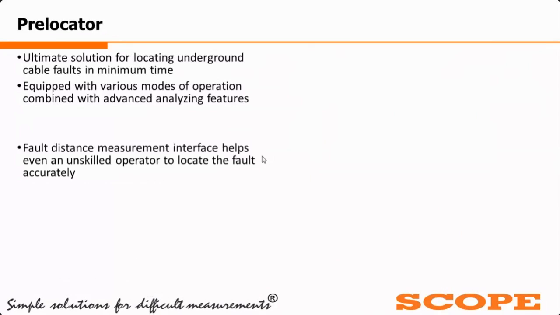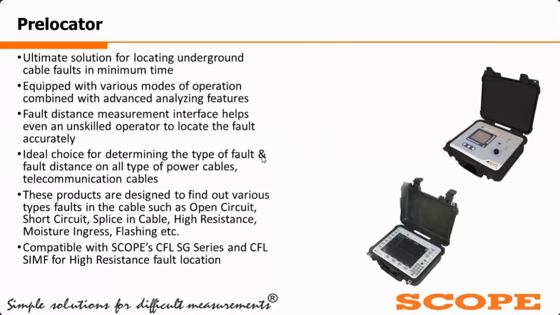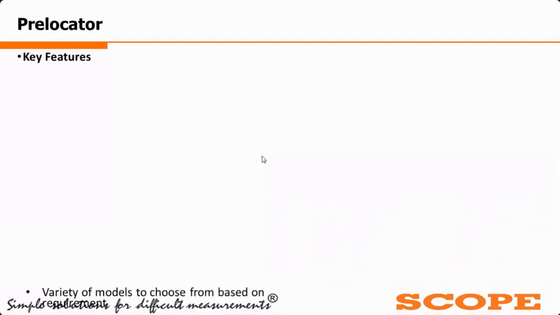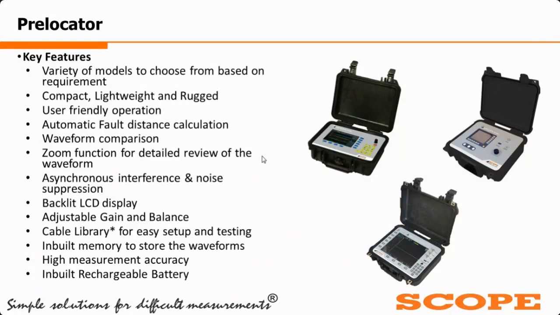First, the prelocator. Scope has a prelocator series, which is very accurate and user friendly, in which even an unskilled operator can easily locate faults with the simple operation interface provided. The prelocators are very compact and rugged in nature. They also provide waveform comparison, automatic fault distance calculation, zoom function, and a cable library for easy setup. They also have inbuilt memory to store waveforms for future reference.